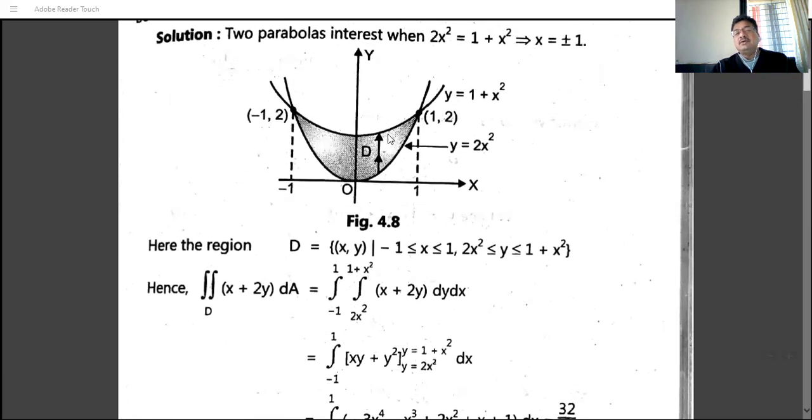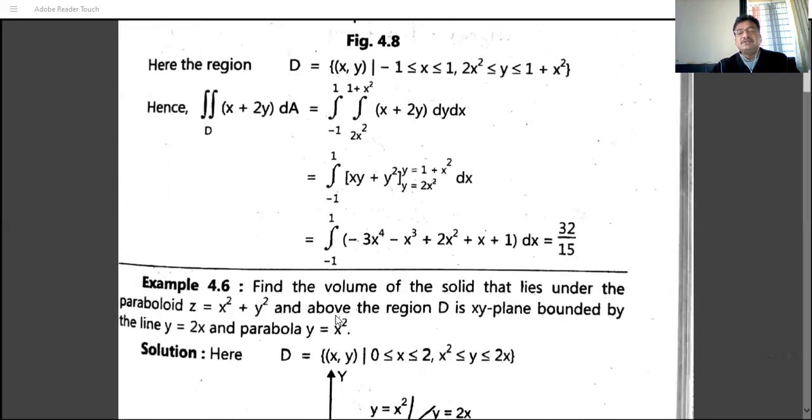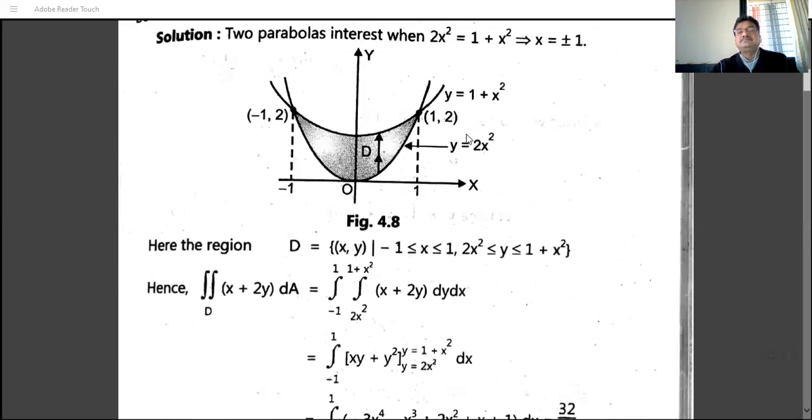In order to cover this area, we have to move this strip from this point to this point. If we move this strip from this point to this point, then the total area is covered by this strip. At this point x is minus 1, and at this point x is plus 1, and therefore x runs from minus 1 to plus 1.